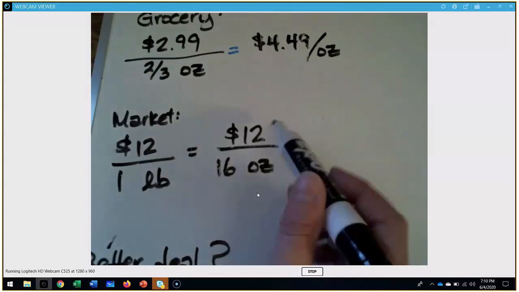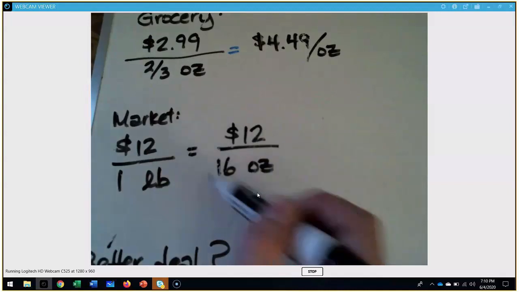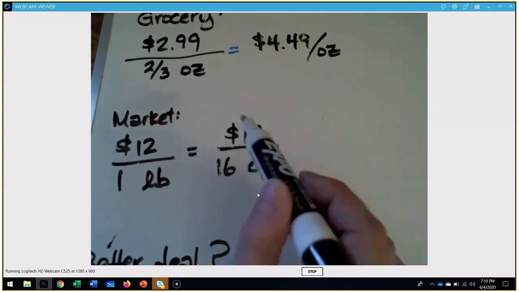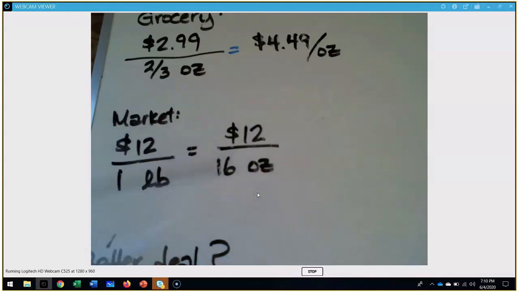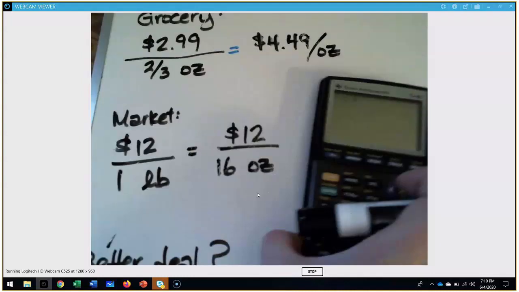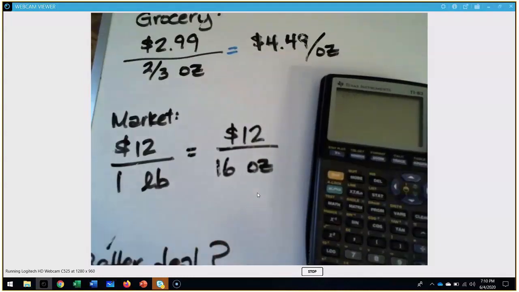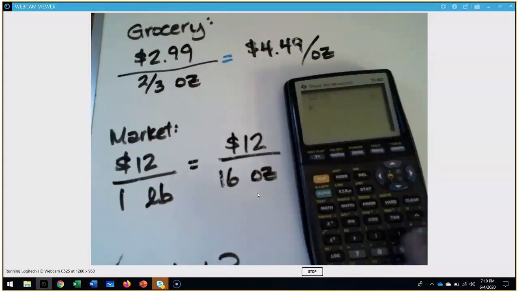Okay, but now this is no longer a unit rate. It's $12 for something other than 1. So now I'm going to divide it again, and that'll change it to a unit rate. So 12 divided by 16 is 75 cents.